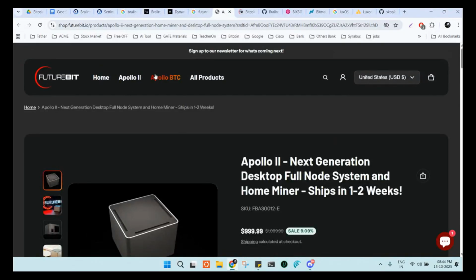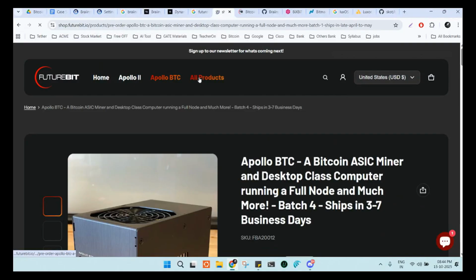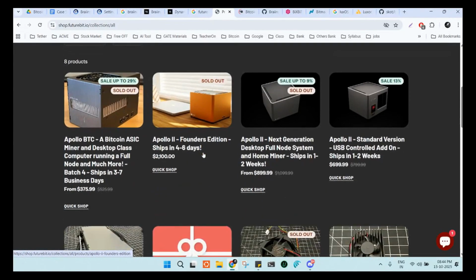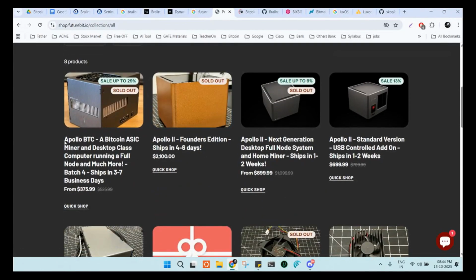But if we are just, let me see all the products. So if you are just using an ASIC miner, this is not as powerful as compared to Antminer and Whatsminer, because those are the industry grade devices, right? But let us suppose we don't want to run a mining farm.